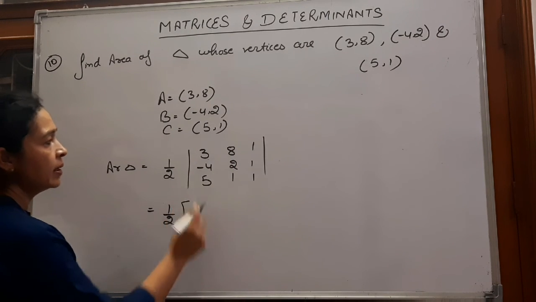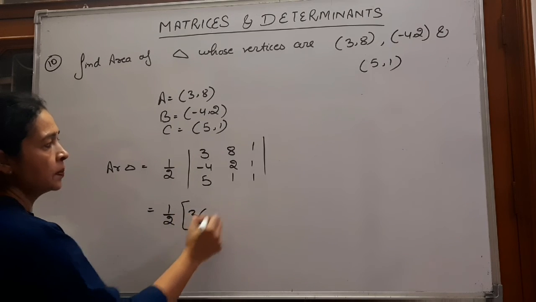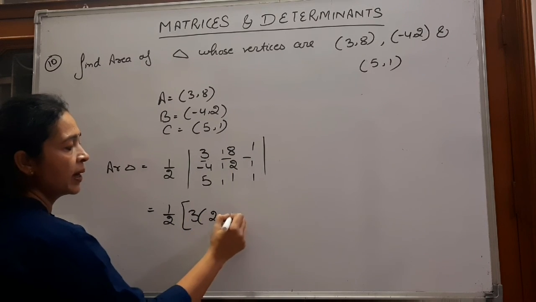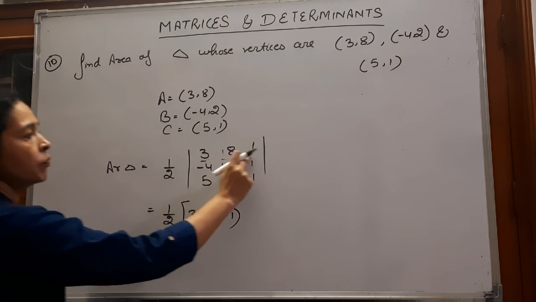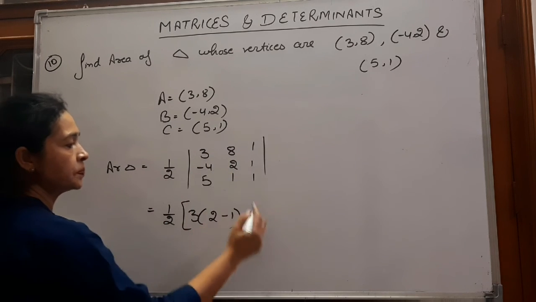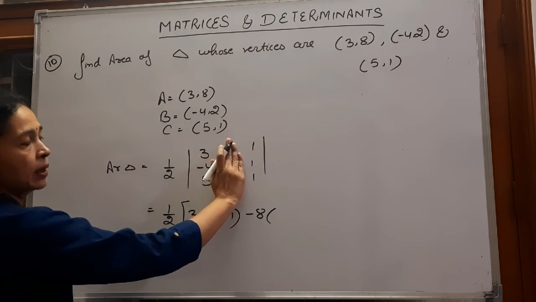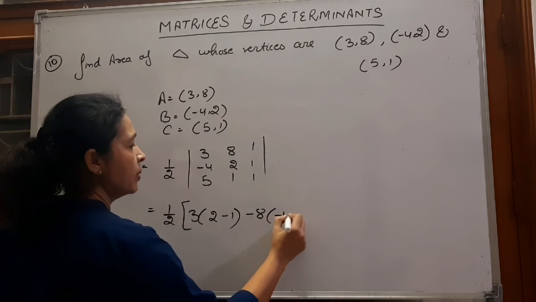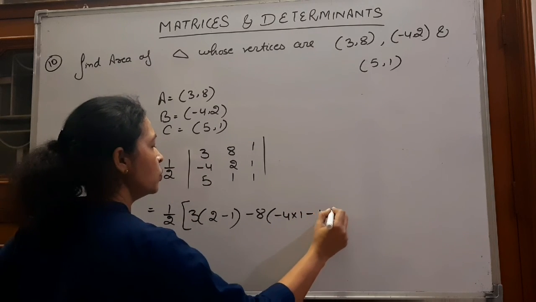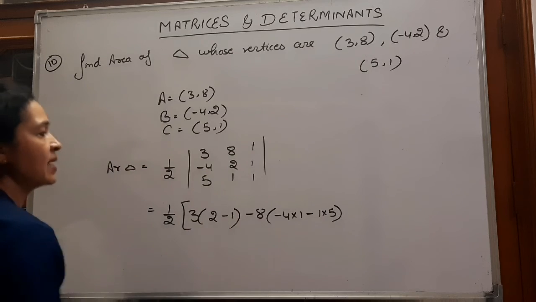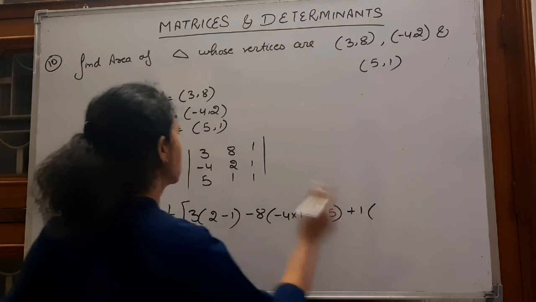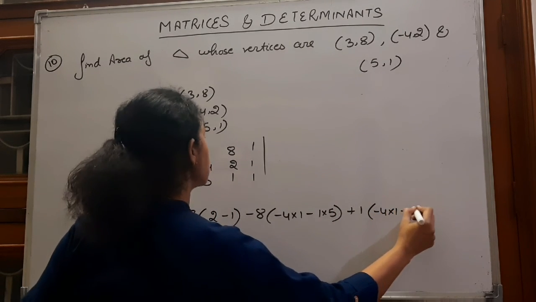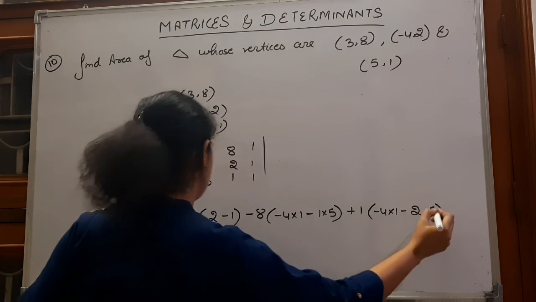Now we will find the determinant. 3 into (2 minus 1). Then we have -8 into, keep it aside, -4 into 1 minus 1 into 5. Plus 1 into (-4 into 1, minus 2 into 5).